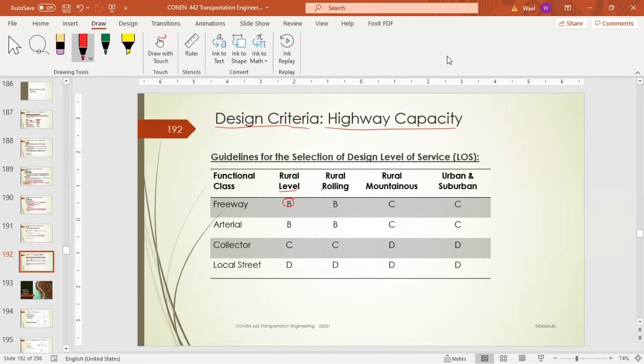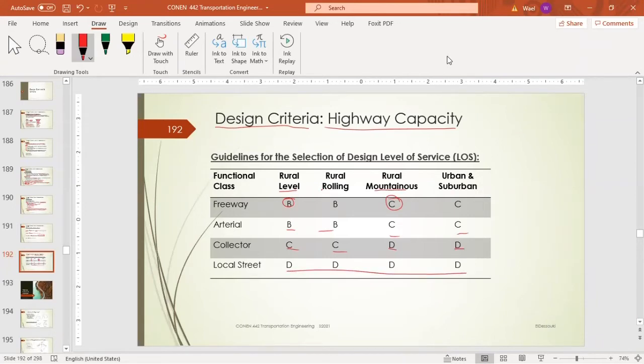So these are different values. And as you can see, for mountainous, we are allowing a C. We are going below the B. For arterial, B, B, C, C. For collector, C, C, D, D. For local streets, it's all the way D.